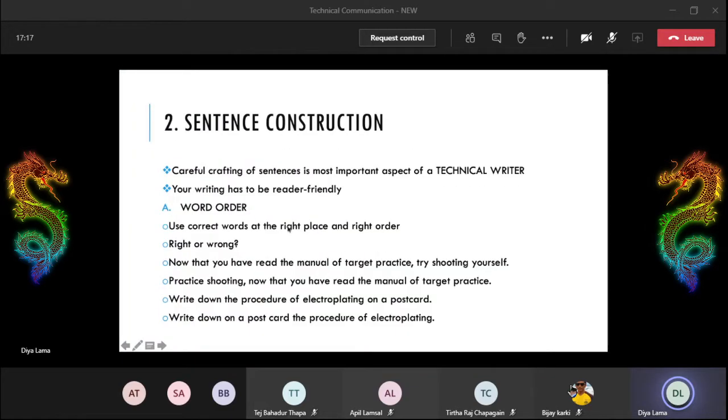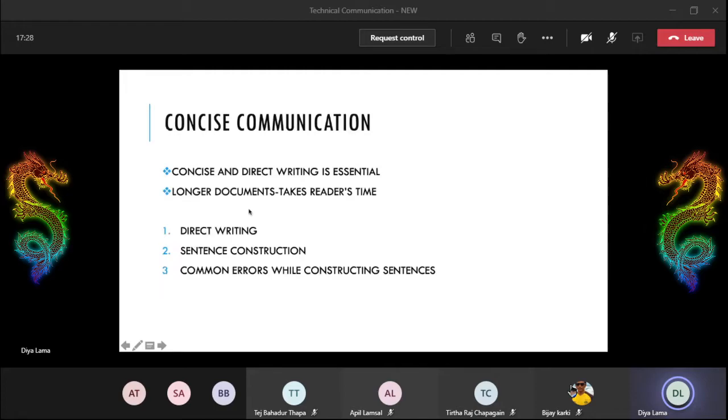आज चाहिँ we start the second part of concise communication, right? So direct writing गर्यो. So we start sentence construction, right? So these are all included in concise communication. So concise communication भनेको के हो त?